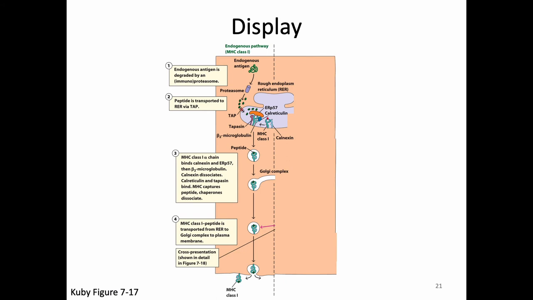So unless you have something that holds it back, it just automatically goes to the membrane. So this just doesn't get held back. It automatically goes to the membrane. So it's, in fact, a constitutive process to display this on the surface. So once it's all folded correctly and has a peptide, tapasin stops holding it. And once tapasin stops holding it, it automatically goes through the rest of the process and just constitutively goes to the surface.